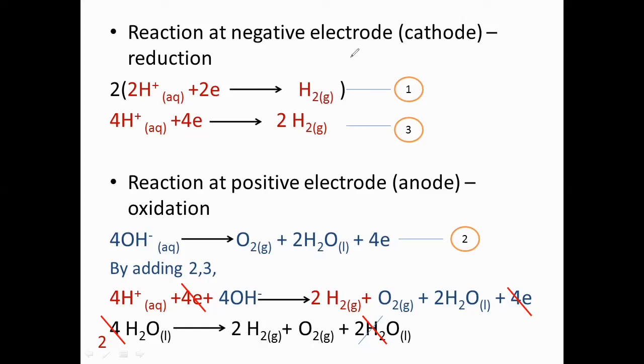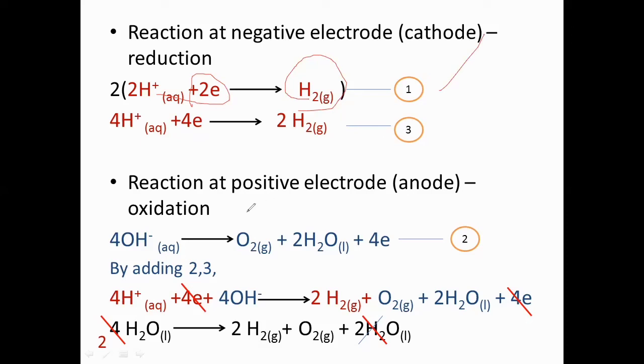Reactions happening at the negative electrode. In the solution, the positive ions are the hydrogen ions. These hydrogen ions receive the electrons, get reduced and become hydrogen gas. This one is the first half reaction.